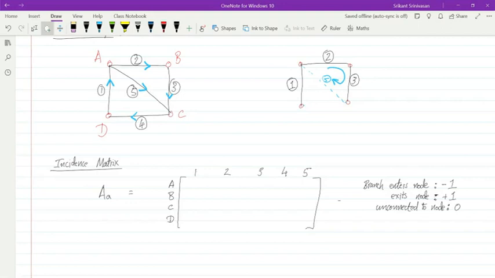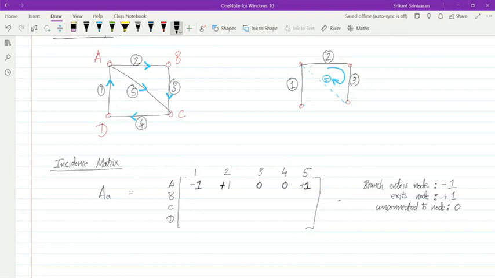Let's take the case of A. In A, which branch is entering A? 1. So when the branch is entering A, what is the value I should put? -1. Fine. Branch 2 is exiting A, so I should put the value +1. Branch 3 is disconnected from A, 0. 4 is disconnected from A. 5 is also exiting A, so +1. Fine. Now tell me what are the values for the others.